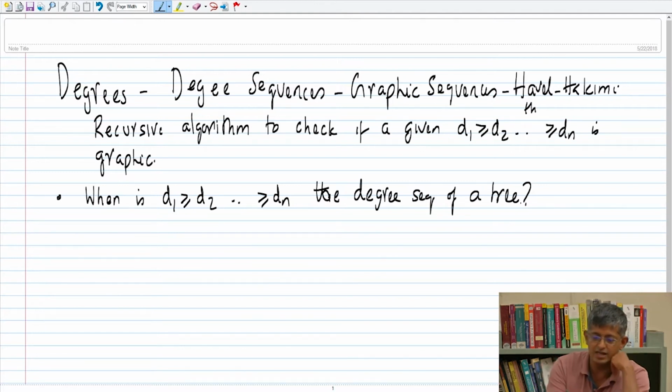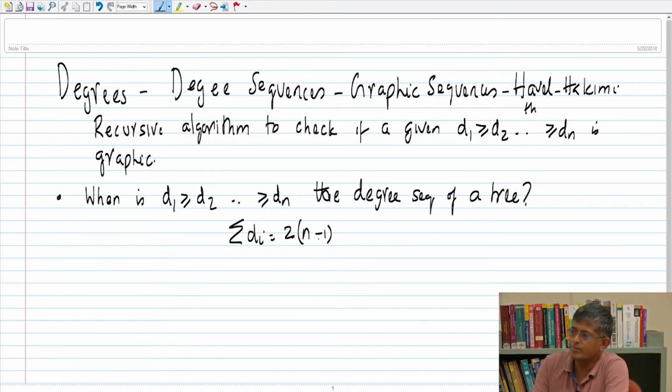Right. So somebody mentioned that the summation should be equal to 2 times n minus 1. Is this sufficient, or do you need something more? This question is for a tree, right? So one necessary condition is clear: the sum of the degrees must be 2 times n minus 1. Is this sufficient? No one should be 0 is correct, right? That's correct. But what more can you say?